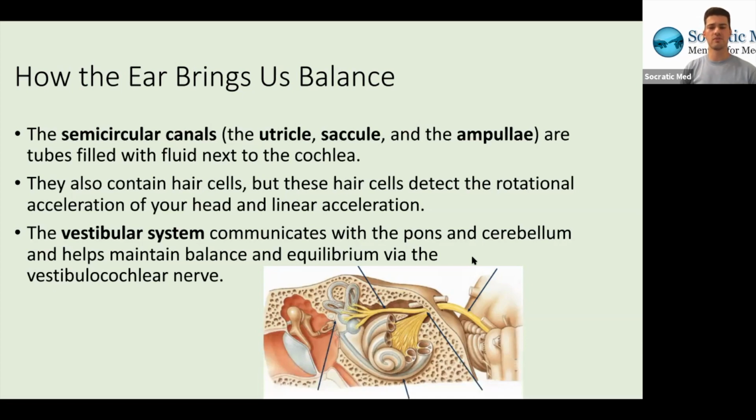nerve. So we talked about the pons a little bit before. The pons and cerebellum are located towards the back of your brain. And just like the slide says, they are important for maintaining balance and equilibrium. They help you coordinate movements. And all of it is facilitated by the input of the vestibular system.